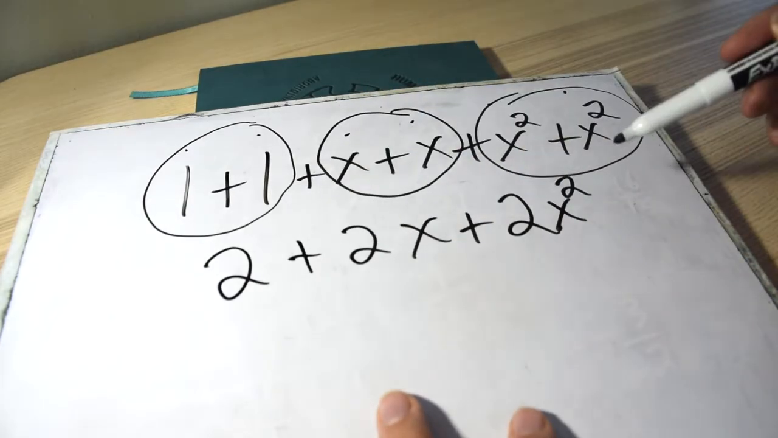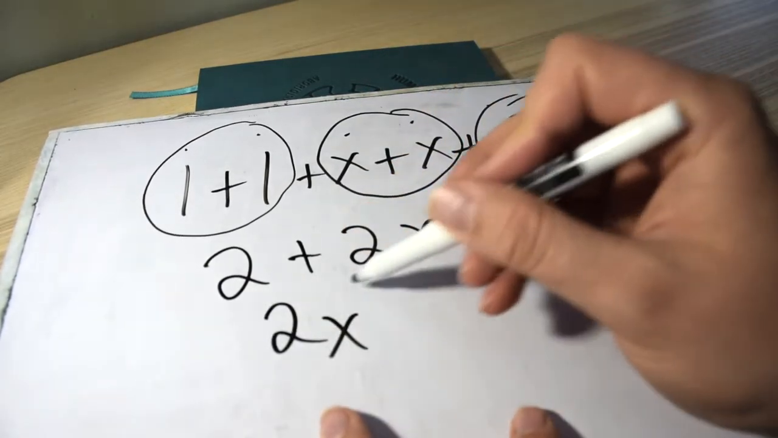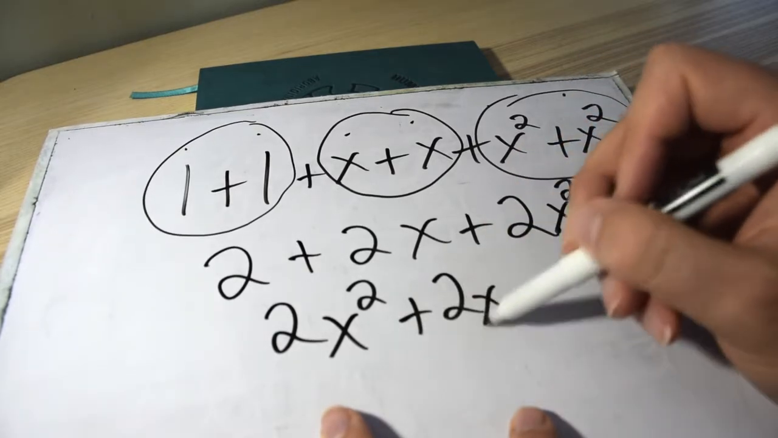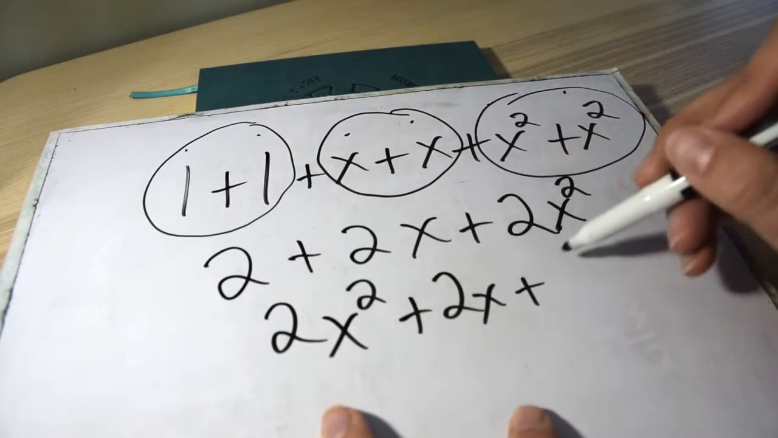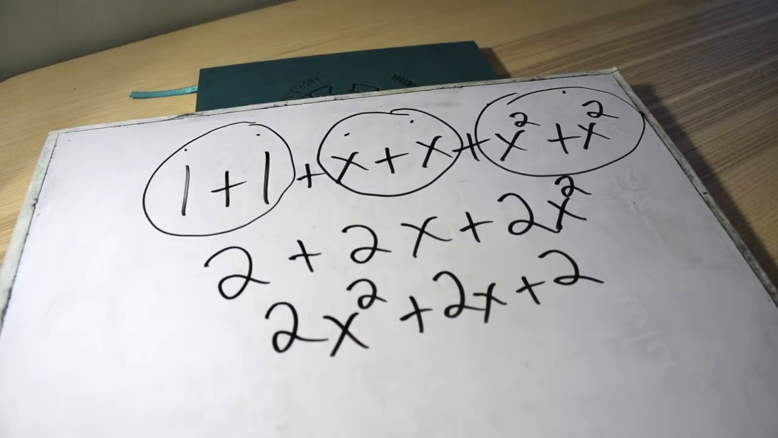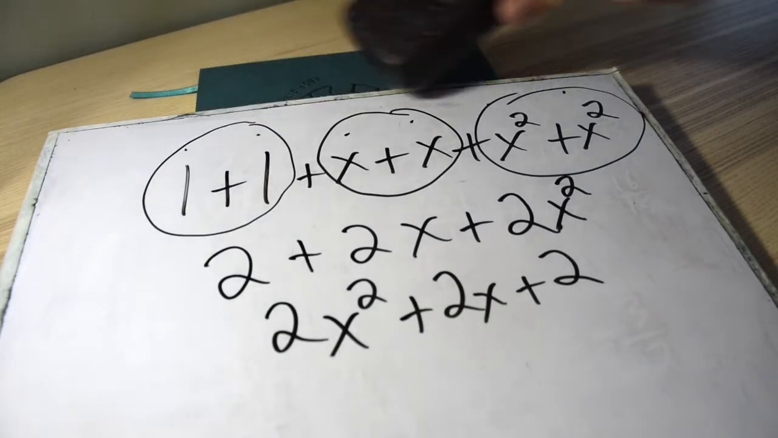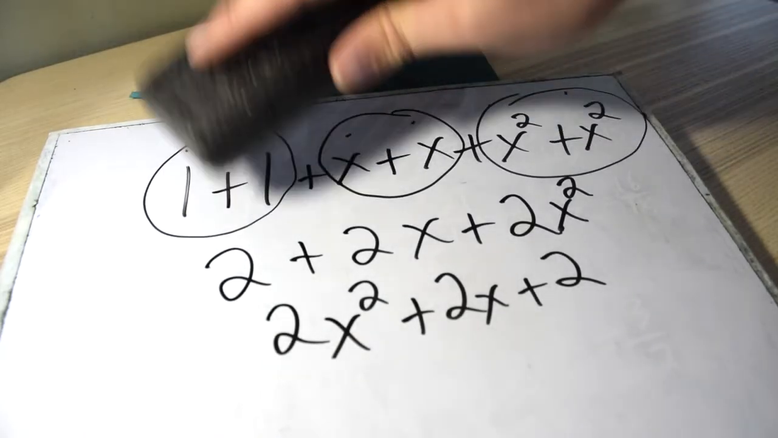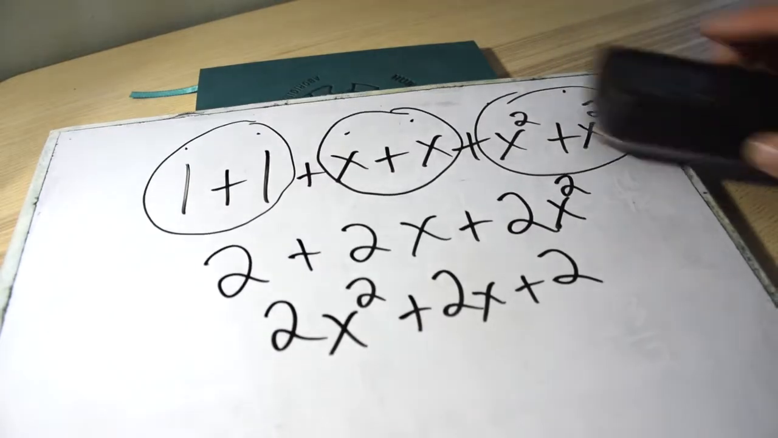So in the end, there's that, or you can rearrange to get 2x squared plus 2x plus 2. And there you have it. That's the answer to question 2. And again, combine those like terms. Find those pairs or those triples that allow things to come together.